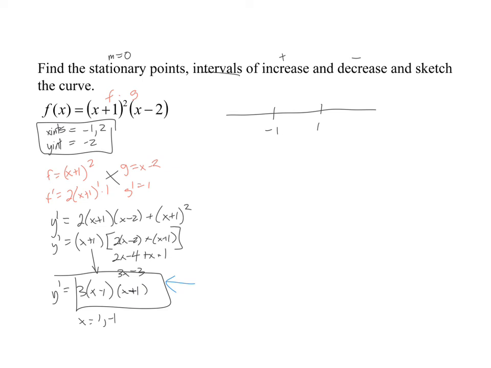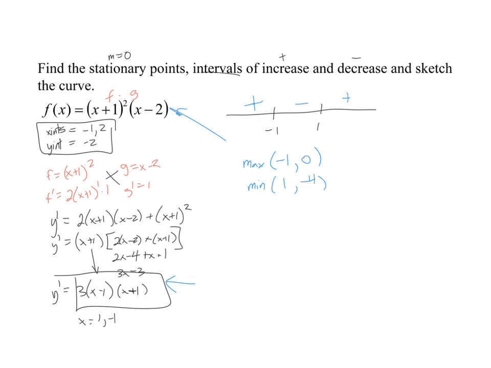So if we plug a -2 in, you'd have 3 times -3 times -1, so that'll give us a positive. Plug in a 0 would give us 3 times -1 times +1, which would give us negative. Plug in a 2 would give us positives for all of them. So we can see that we have a maximum at -1, and we should have a minimum at +1. So let's plug those back into our original equation to get our coordinates. So if we plug -1 in there, we'd get 0 for our y coordinate. Plug in +1, that would give us 2 squared, which is 4, times -1 would be -4.